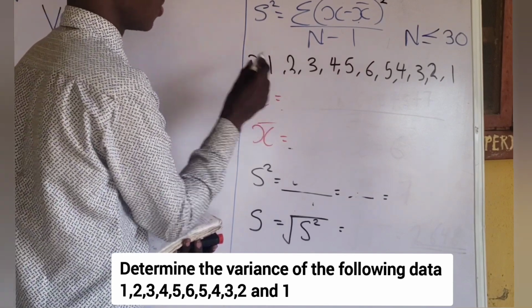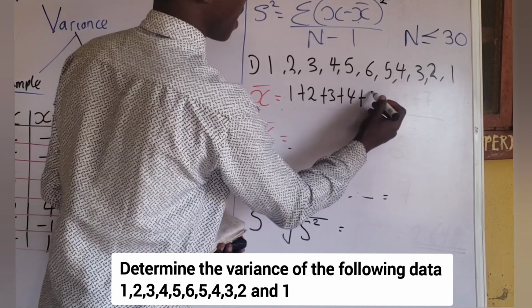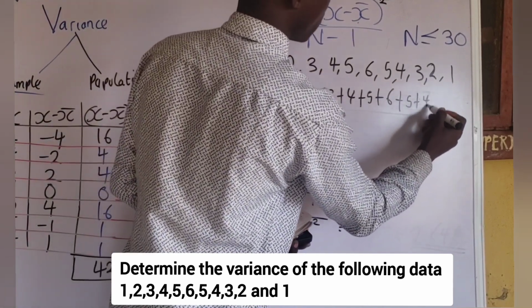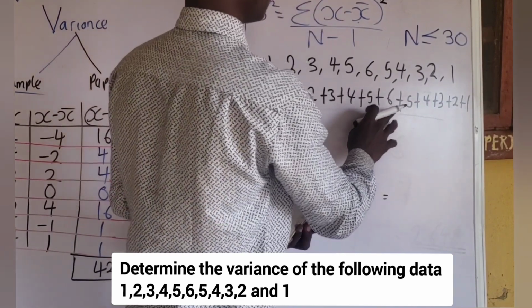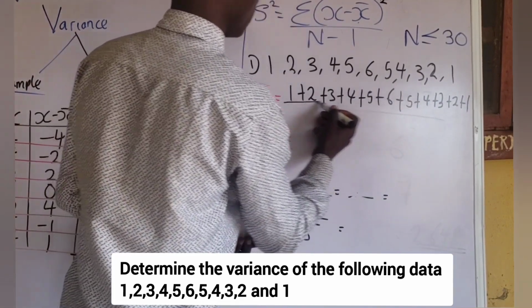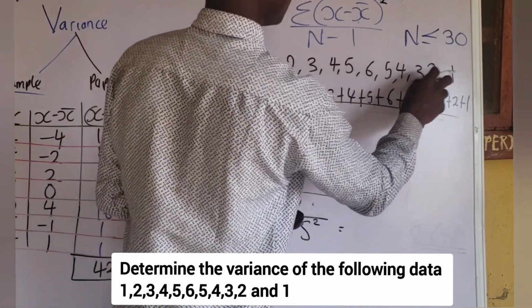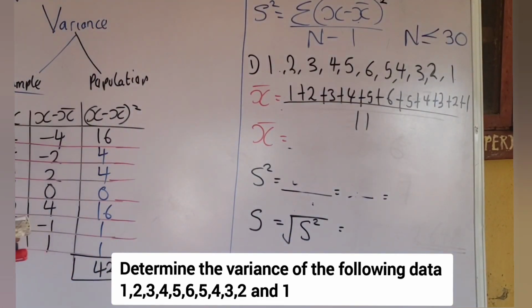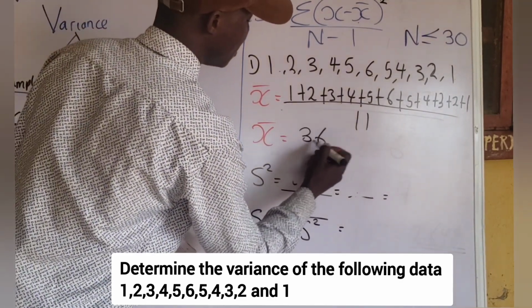X bar equals 1 plus 2 plus 3 plus 4 plus 5 plus 6 plus 5 plus 4 plus 3 plus 2 plus 1, all over, now count them: 1 2 3 4 5 6 7 8 9 10 11. Do you understand? Okay, now if you sum all those values together, you're going to have 36. So here I'm going to have 36 divided by 11.